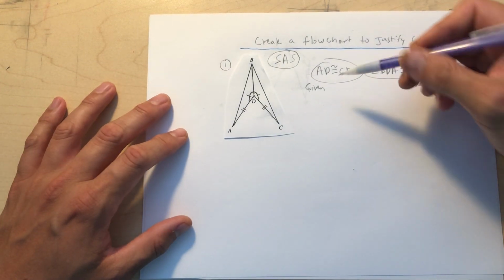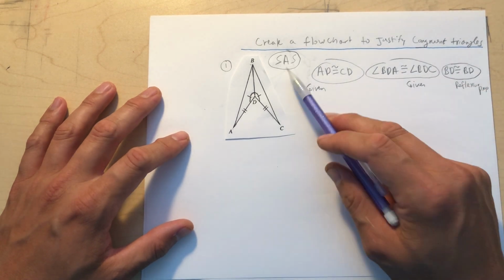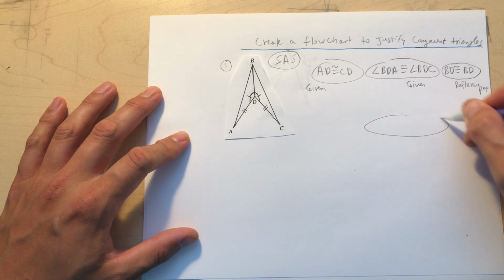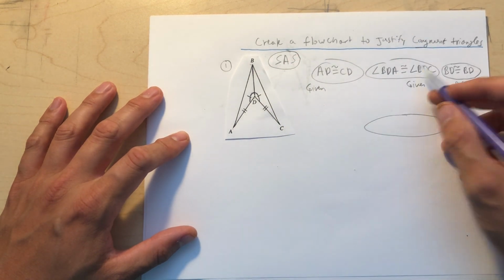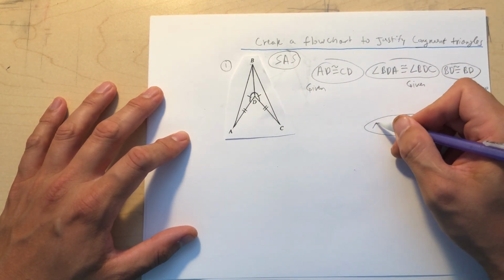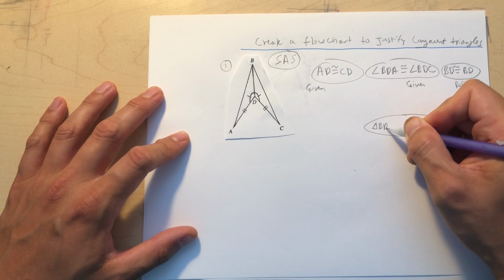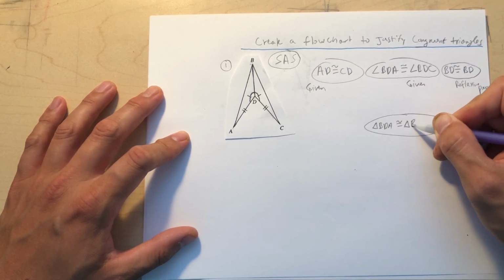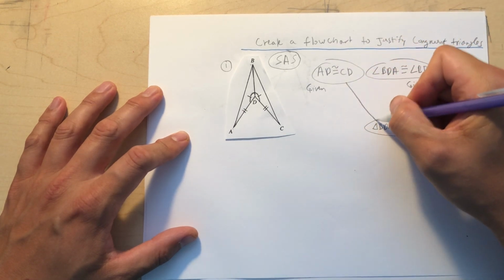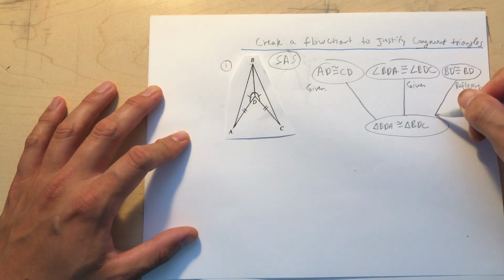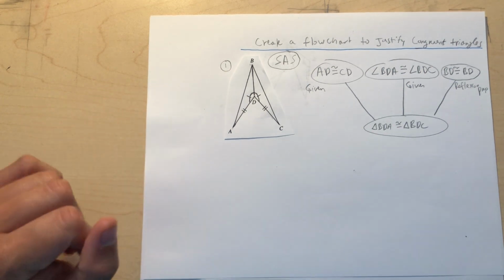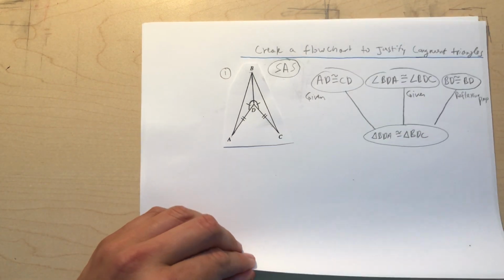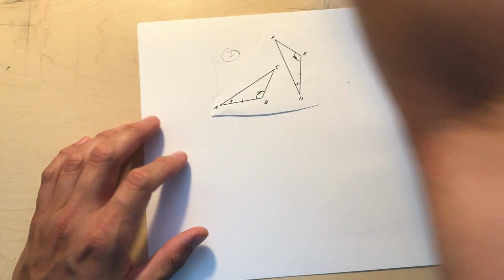Now I'm already done. I wanted to get to side, angle, side, and I already did that. So I know that therefore, triangle BDA is congruent to triangle BDC. So that's side, angle, side, and I'm done. That's all you have to do for a flowchart. Now, this one's an easy one. Usually there's something else that you could prove beforehand. All right, let's move on to number 2.